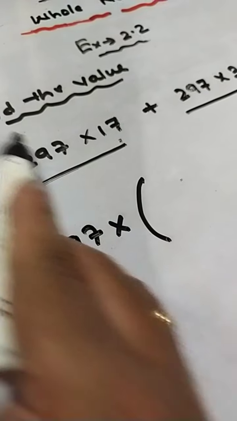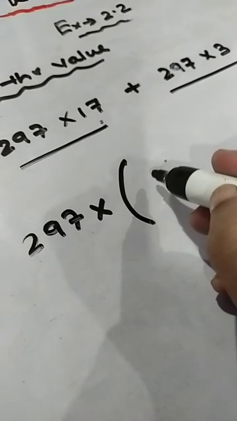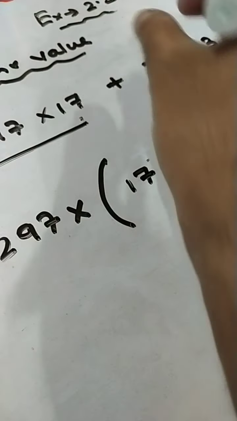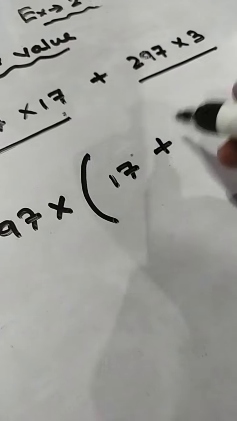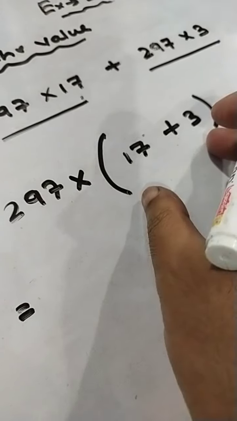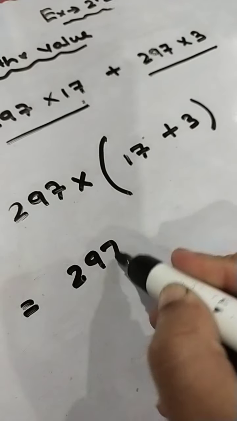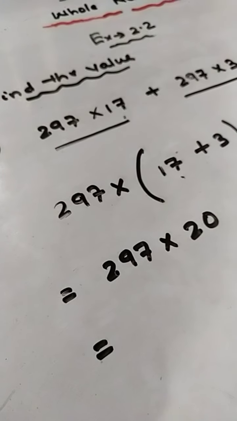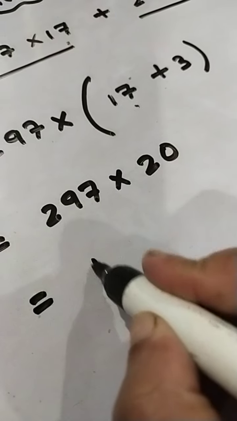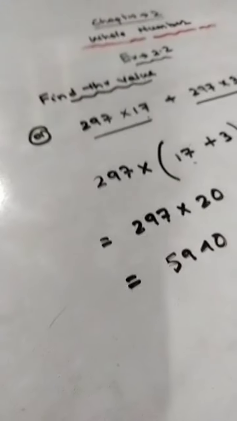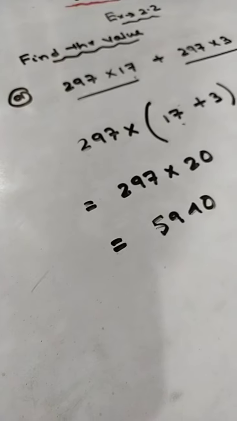Once we have removed this 297 from the first term, what will remain? Only 17. We'll put this plus sign, and the same 297 we have also removed from the second one. So what will remain then? Only 3, isn't it? Now finally we'll solve the bracket first, because according to BODMAS we always have to solve the bracket first. 17 plus 3 is what? 20. Now finally we have to multiply 297 into 20 and we'll get the answer as 5940. Okay, so this is the solution of sum number A.